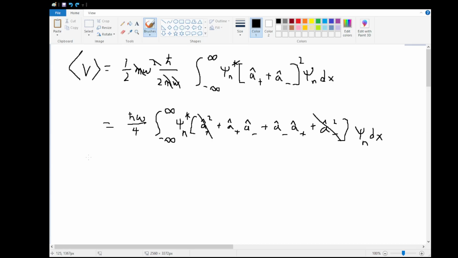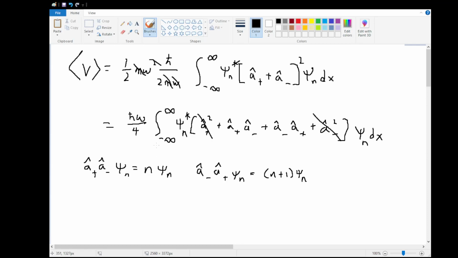And we already know how these act on psi, because we proved in 2.4 that a hat plus times a hat minus acting on psi n is going to give us n times psi n. And we also know that a hat minus a hat plus times psi n is going to give us n plus 1 psi n. If you don't remember these relations, they are from example 2.4, so please look at that.